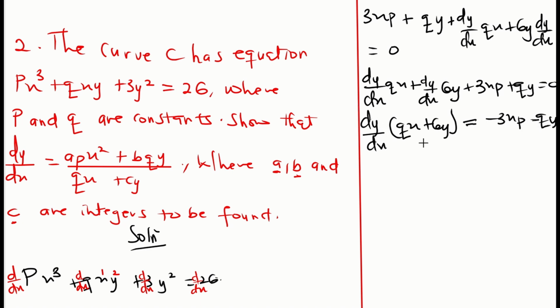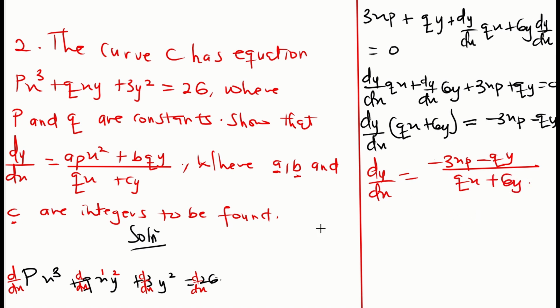So now we have this. Let's make our dy/dx the subject. I'm going to get dy/dx equals minus 3xp minus qy, all over qx plus 6y.